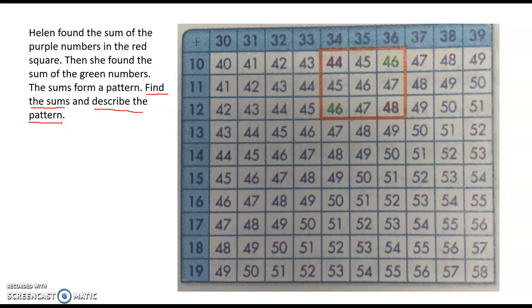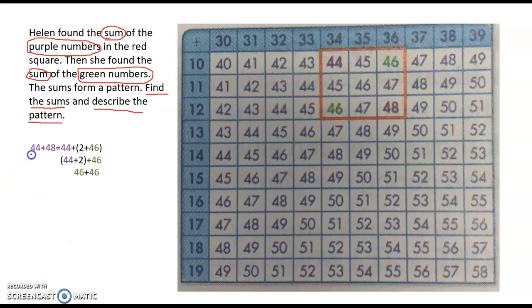Okay, what information is going to help me solve this problem? Well, we know we need to find the sum of the purple numbers and the sum of the green numbers. And again, looking in this box, here's the purple numbers, 44 and 48. We'll find the sum of those. And the sum of the green numbers, 44 and 46. So let's see what patterns we can find.